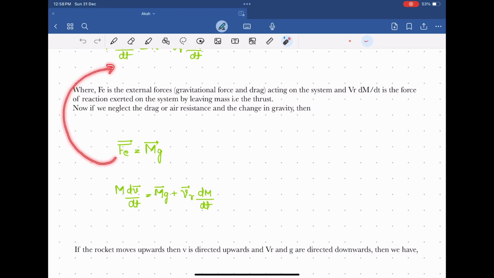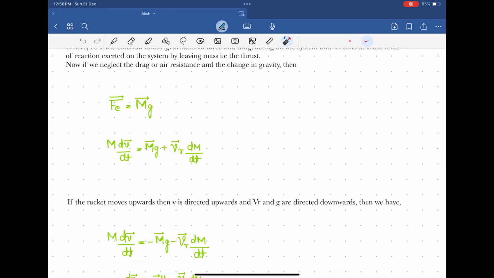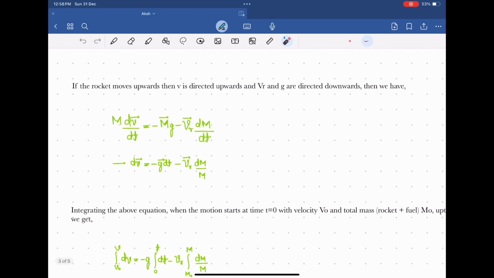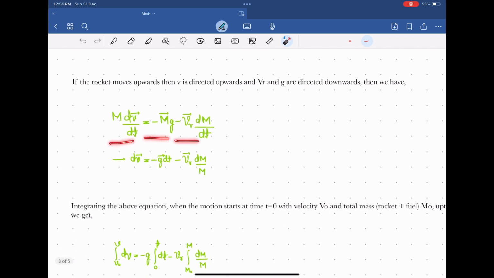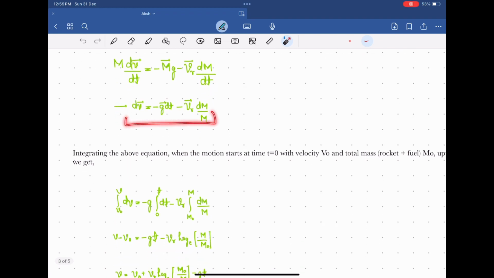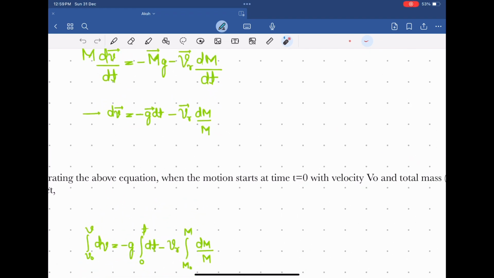Putting this value in the above equation, we get m dv/dt equals mg plus vr dm/dt. If the rocket moves upward, then v is in the upward direction, while vr and g are directed downwards, so they will have a negative value. Putting the negative values in the equation, we get m dv/dt equals minus mg minus vr dm/dt. Further evaluating this, we get dv equals minus g dt minus vr dm/m.